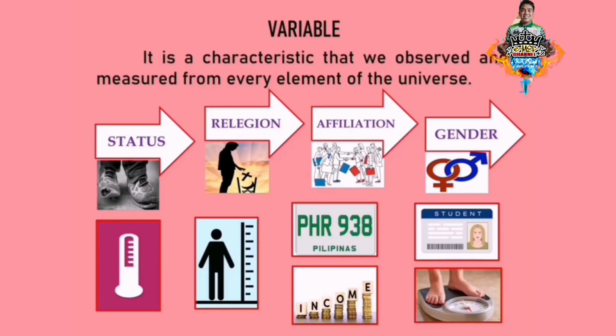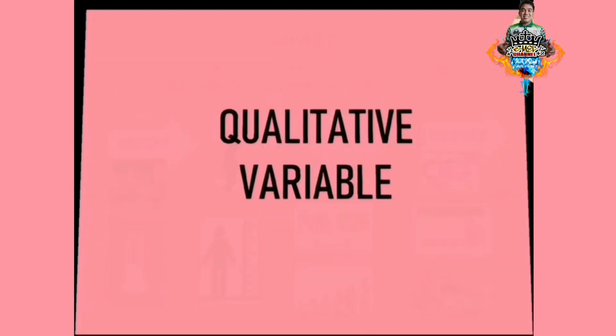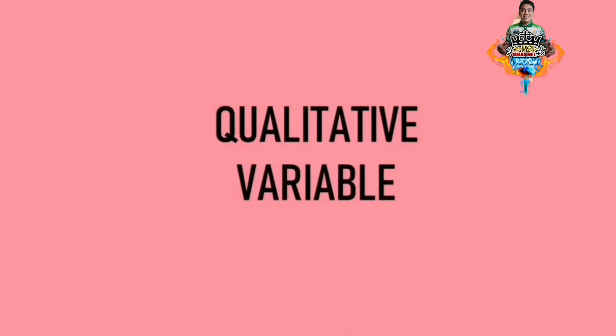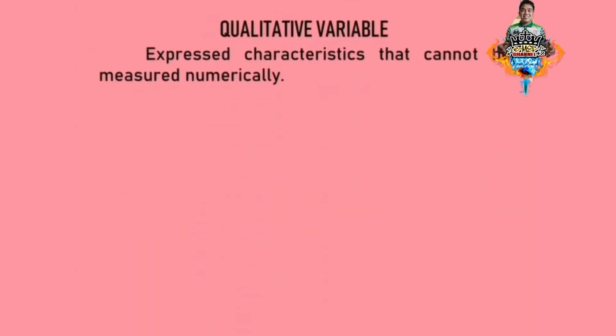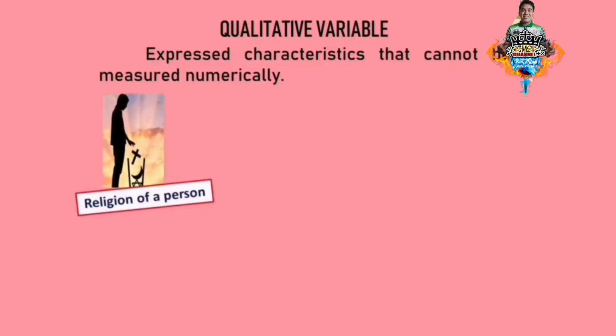Now, let us classify variables into two. We call them qualitative variable and quantitative variable. Let us first define what a qualitative variable is. It expresses characteristics that cannot be measured numerically. So let us have an example.